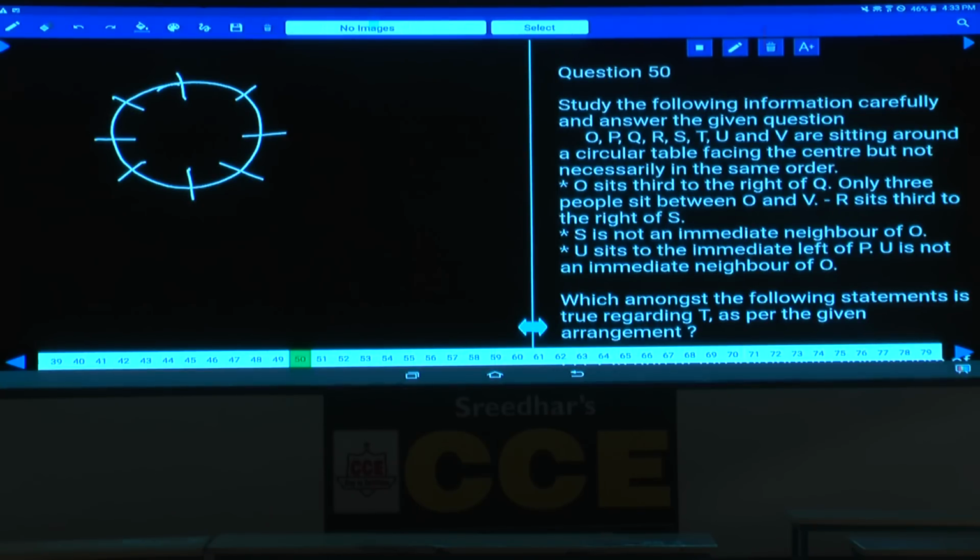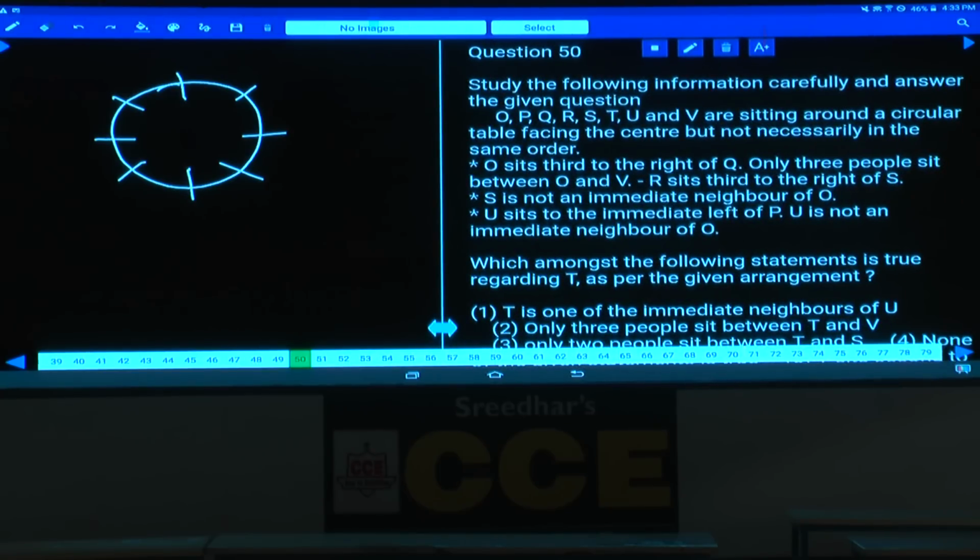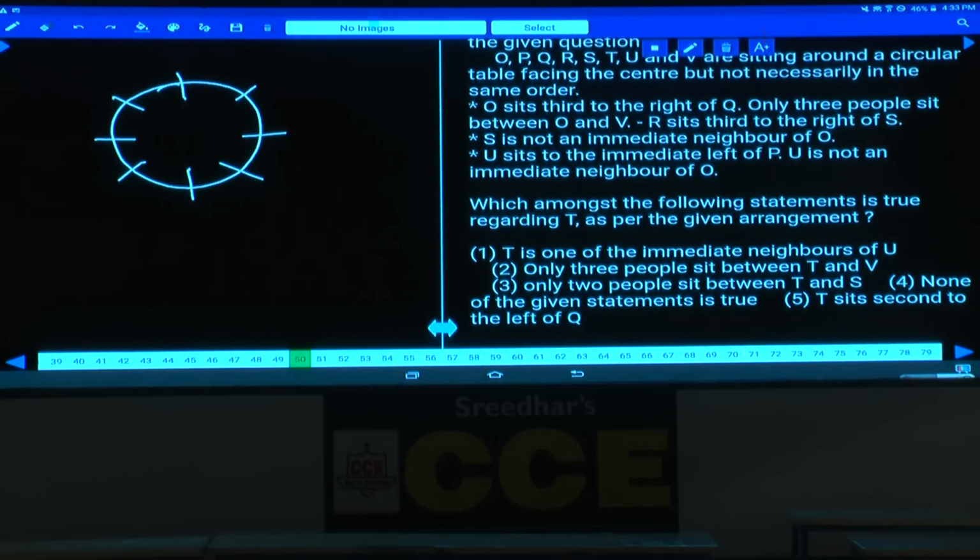O sits third to the right of Q. As O is seated third to the right of Q, now I am fixing this Q at this place. If Q is here, O sits third to the right of Q, O is here. Only 3 people between O and V, so O and V are opposite to each other.